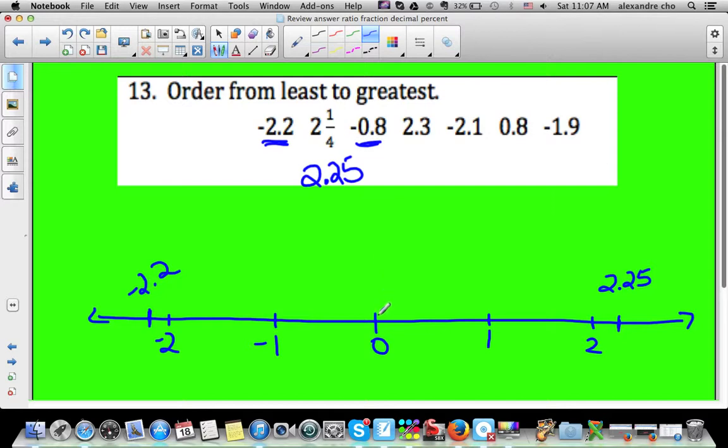-0.8. Here, 0. We're going to the left. 0.1, 0.2, 0.3, 0.4, 0.5, 0.6, 0.7. 0.8 should be just about here. 2.3 positive. We're going to the right. Here's 0. That's 1. That was a 2. This is 2.25. Think about money for a second. $2.25 and $2.30 should be just right after that.